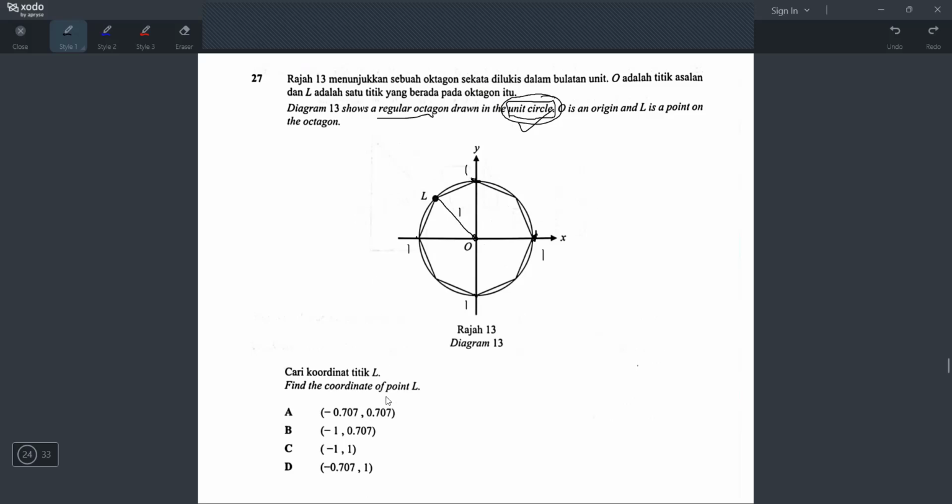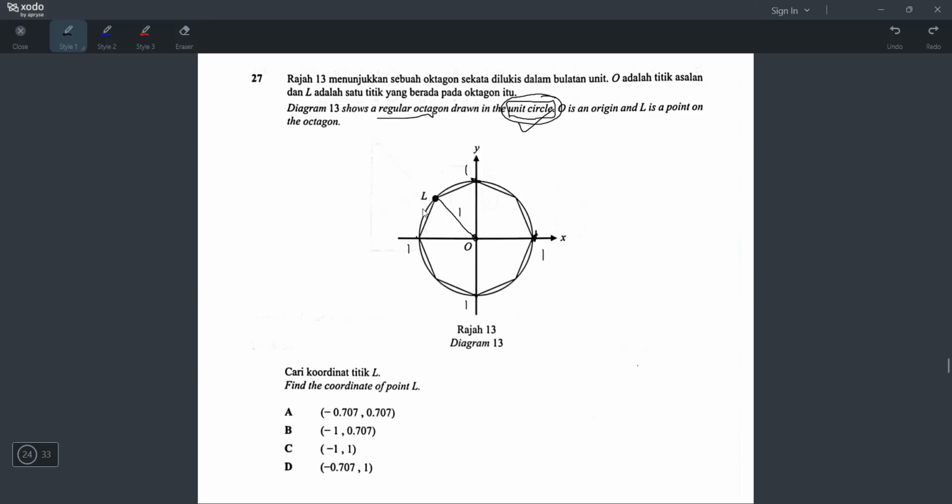Okay, now they say find the coordinates of point L. There are two methods, and I will explain both. The first method is by using logic, where you just use your eyes and logic. And the second method, I will use the trigo concept to explain to you. So let's explain using the logic. Just use logic to determine the answer.